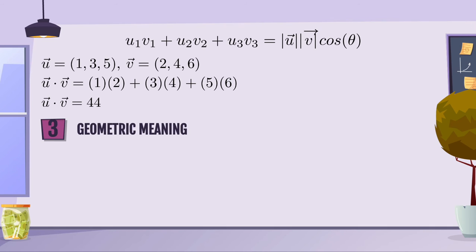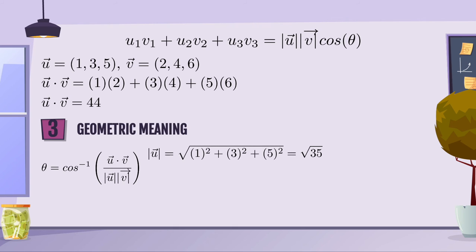And now as for the geometric meaning of this dot product that we've just computed here, let's go ahead and find the angle theta, which is between the two vectors, by using that dot product and dividing it by the product of the magnitudes of the vectors.